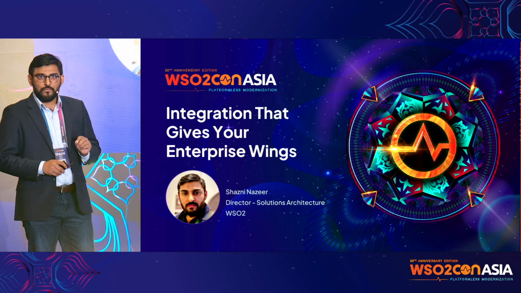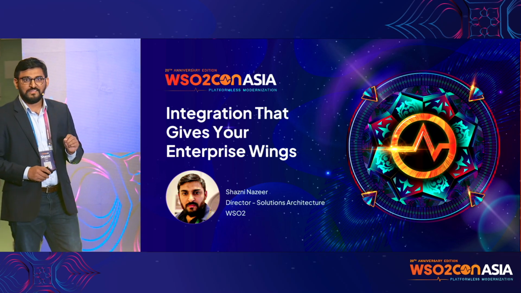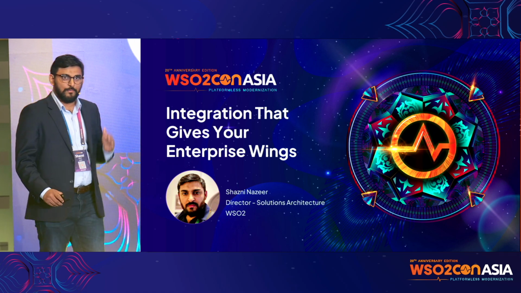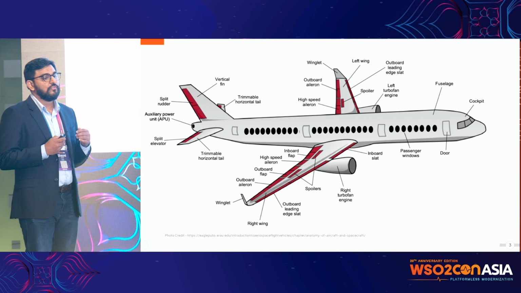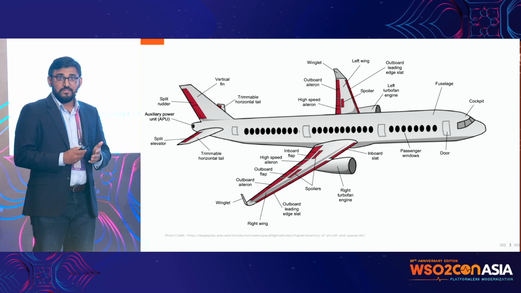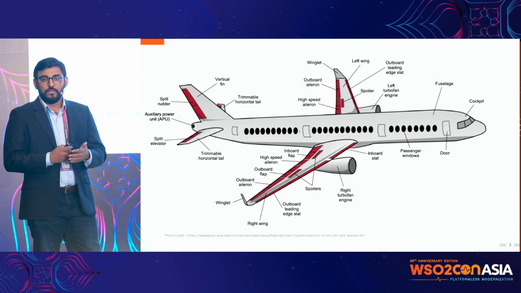So when we hear the word wings, we either think of birds' feathers or airplanes' wings. But I'm going to take airplanes' wings as the metaphor here and explain why enterprises need integration, as wings are important for airplanes to take off. But do only wings help airplanes take off? No, right? When it comes to an airplane, you have lots of other components that work in unison to lift it off and also help it fly, right?